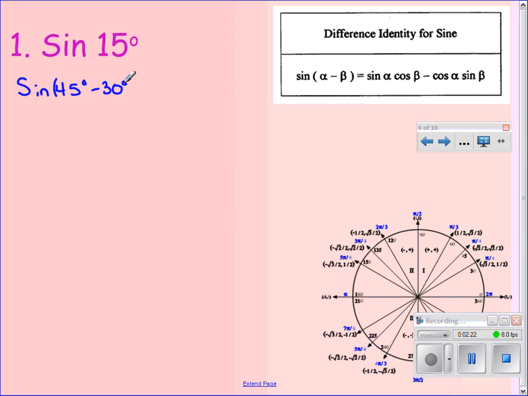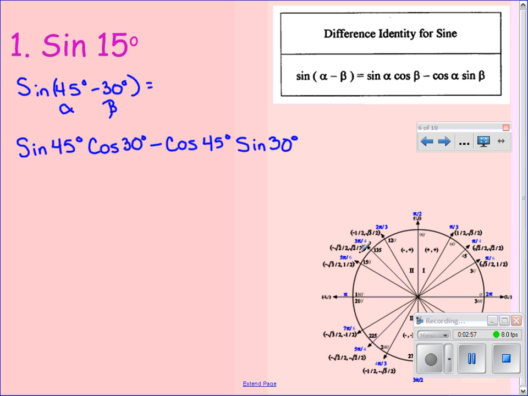Now these are not the only angles that will work, but that's just what we're going to use for our example. So 45 degrees is our alpha variable, and 30 degrees is our beta variable, and we're going to be using the difference identity for sines formula. So we have sine of alpha, so sine of 45 degrees, times cosine of beta, so cosine of 30 degrees, minus cosine of 45, sine of 30.